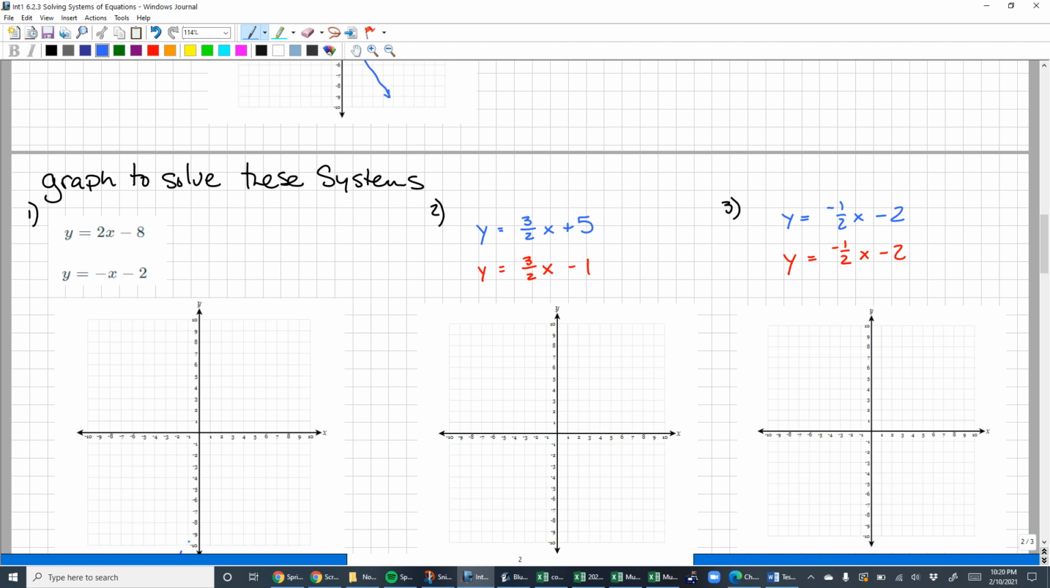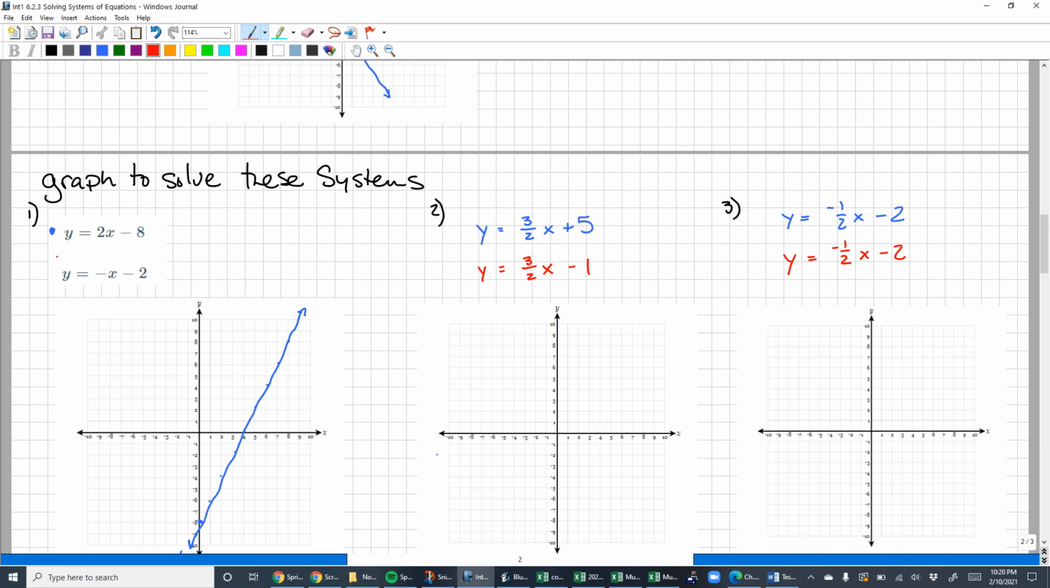All right, so let's go ahead and graph these and see what they look like. When we look at this first one, we have it solved for y. I'm going to graph this one in blue and the other one in red. So we start with -8. We're going to go a positive slope of 2. That's going up here, and it's going to look something like this. Not perfect, but we get the idea.